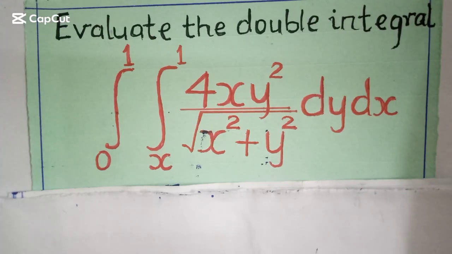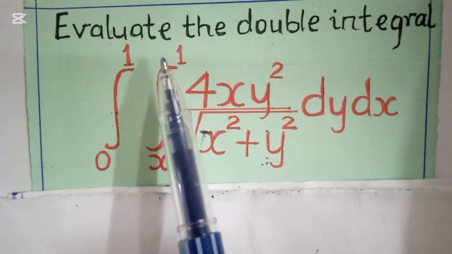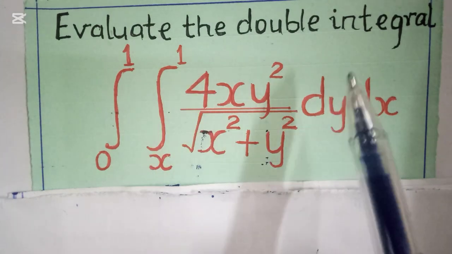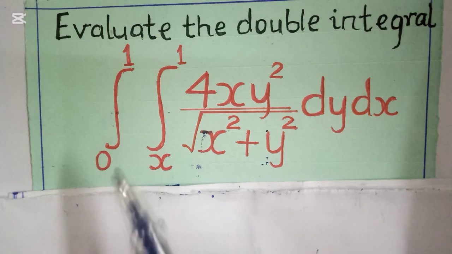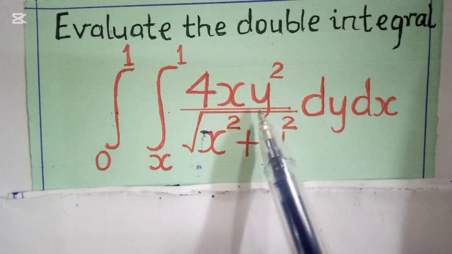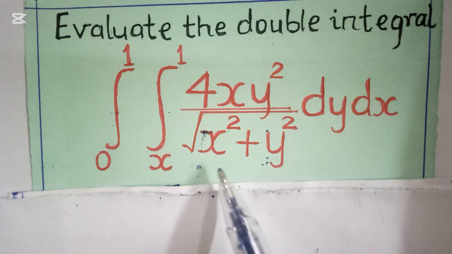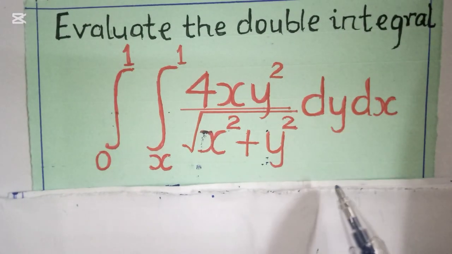Hi guys, let's solve this problem. I read the question first. Evaluate the double integral. You're given the integral from 0 to 1, and another integral from x to 1, of 4xy squared over the square root of x squared plus y squared, dy dx.